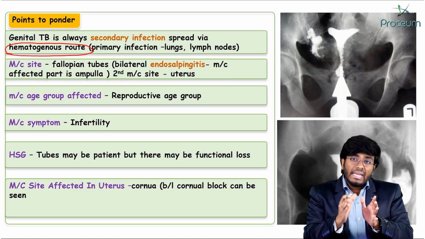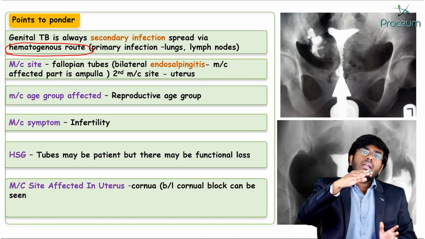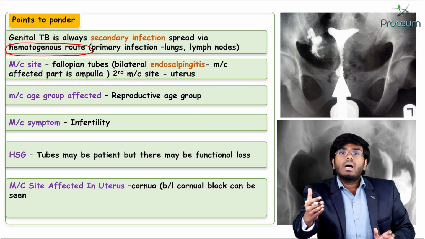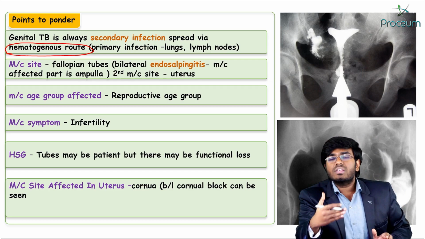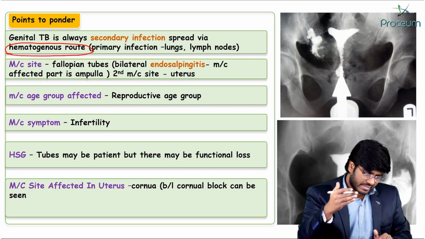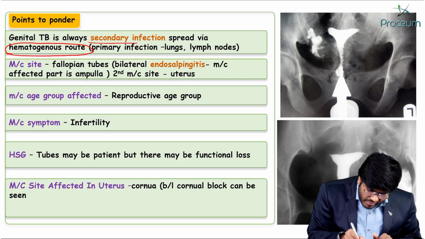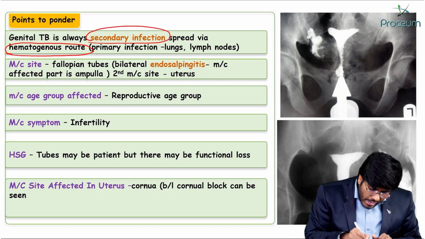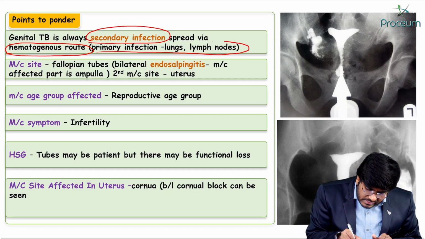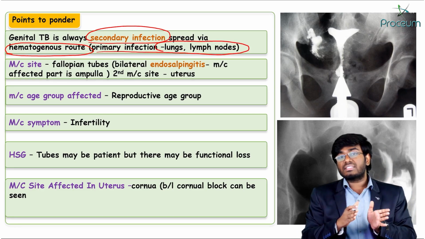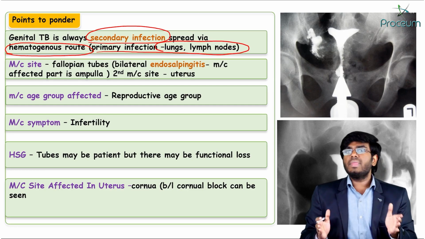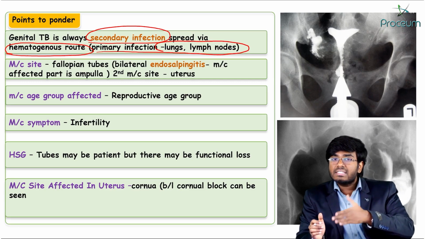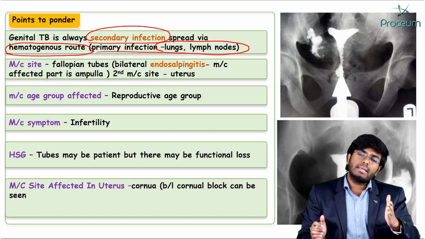From the primary site, meaning her lungs, the tubercular bacilli spread to the uterus, and there they cause pelvic inflammatory disease. So genital tuberculosis is always a secondary infection spread via the hematogenous route, and the primary infection sites are lungs followed by lymph nodes. First lungs are affected, the second most common site is lymph nodes. From there, it can spread to any organ system in the body. If it spreads to the genitals, that will cause pelvic inflammatory disease.